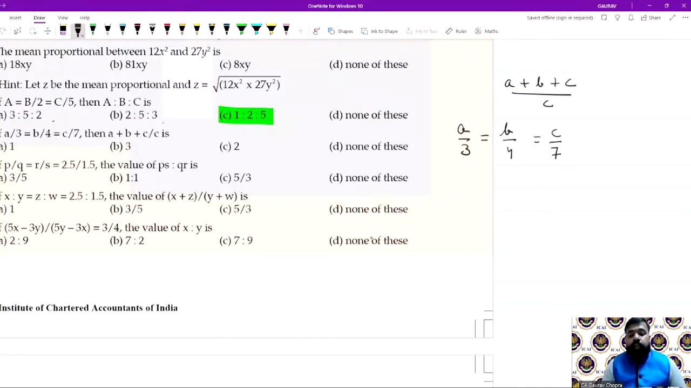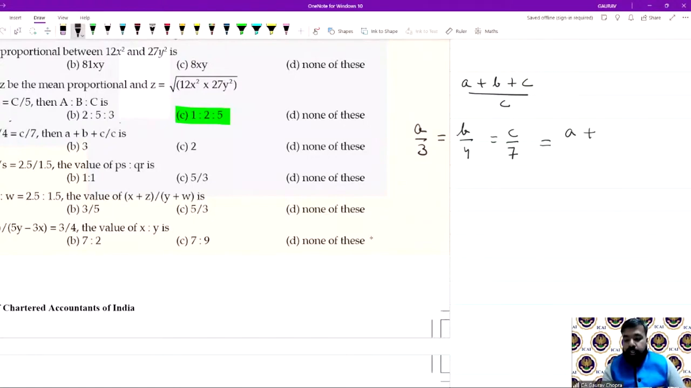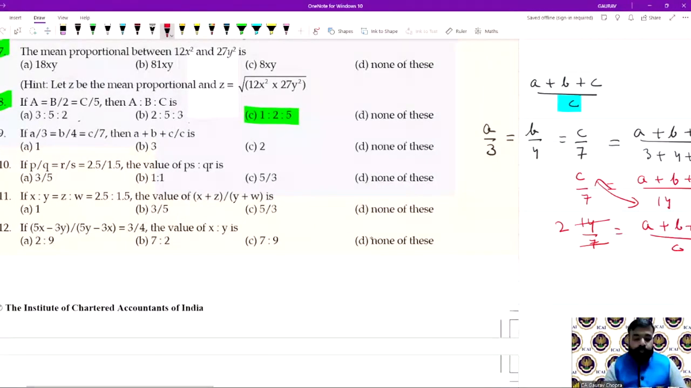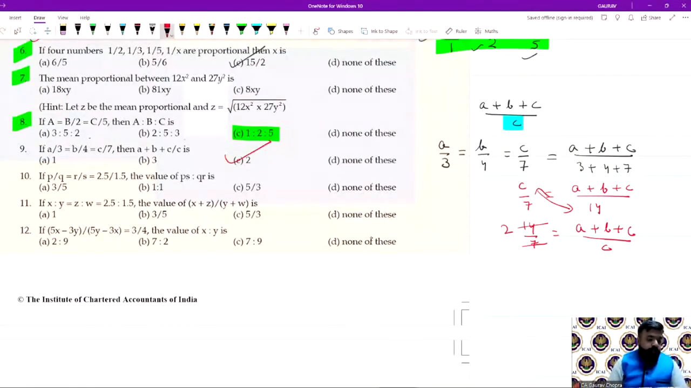Now how to calculate this value? So again, we have to apply addendo. So adding all the numerators and adding all the denominators, we are getting A plus B plus C upon 3 plus 4 plus 7. Now we have to compare it with C because the denominator requires C. Yes, I think the values are also the same as we had done in that example. So C by 7 is equal to A plus B plus C upon 14. Now we have to alter these two values. So 14 upon 7 is equal to A plus B plus C upon C. So we are getting 2. So 2 is the final result. Option number C. Yes, so most of you have given the answers. That is option number C.